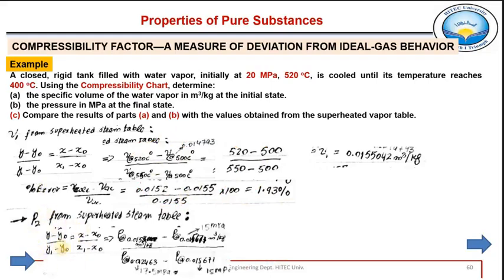So the same interpolation formula, but the unknown is pressure. This Y is the pressure at a volume of 0.0152, because we need to calculate pressure at this volume. And what is given? The pressure at this volume, 15 megapascal, and the pressure at this volume, 17.5.